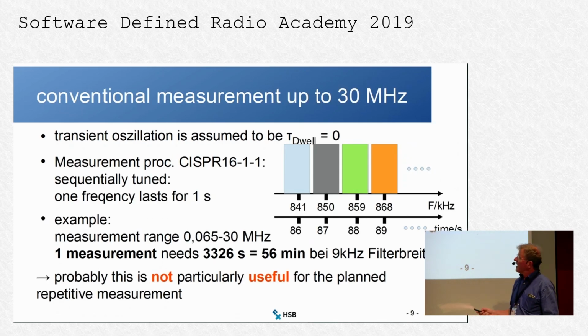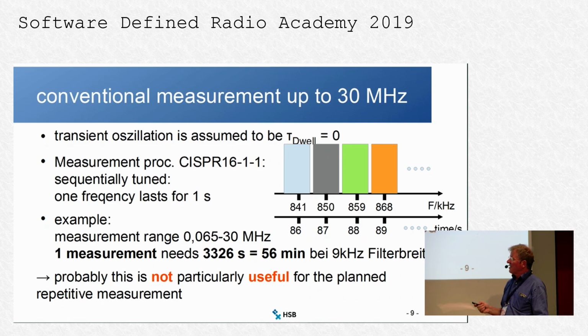Conventional measurements up to 30 megahertz: the transient oscillation is assumed to be 0 for the elements. The measurement procedure is from CISPR 16-1-1. Specially tuned, one frequency lasts for 1 second. So we have maybe 841 kilohertz, 9 kilohertz bandwidth, and we measure 1 second. And then we tune the receiver up by 9 kilohertz more. This means 850 kilohertz, the next second, and at the end here, we are 4 seconds farther. So we measure, this is measurement number 86, 87, 88, and so on, and you see it will take a lot of seconds.